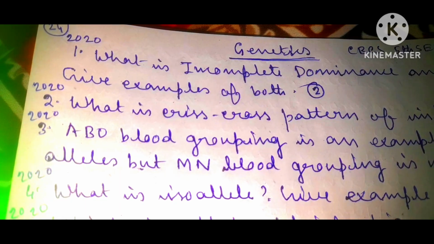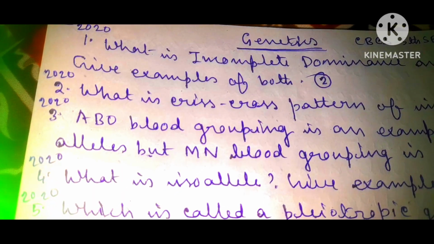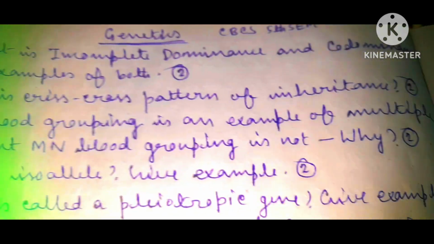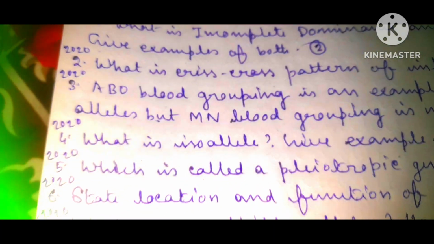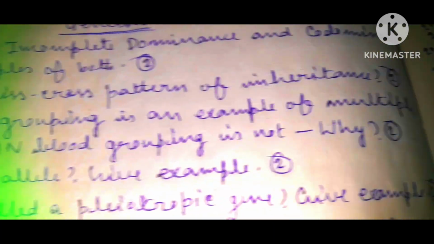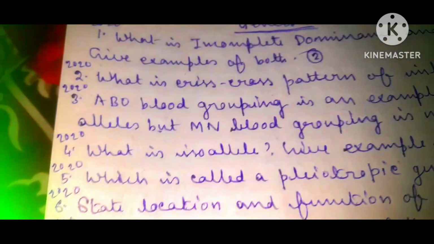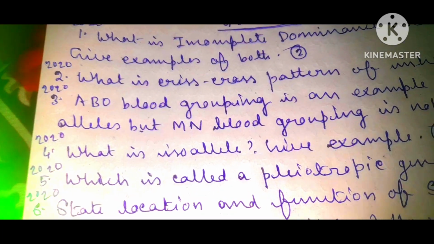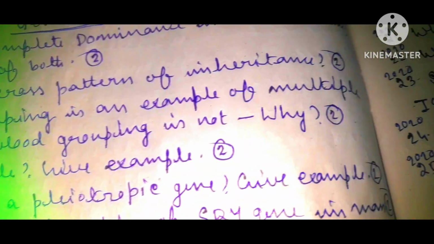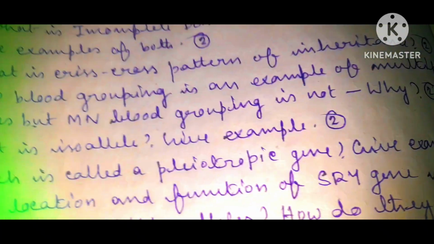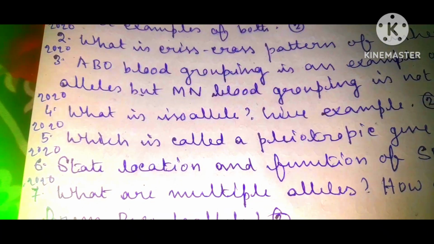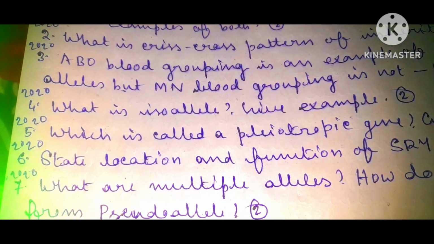Give example of both, carrying 2 marks. What is crisscross pattern of inheritance, carrying 2 marks? ABO blood grouping is an example of multiple alleles but MN blood grouping is not. Why? Carrying 2 marks. What is isoallele? Give example, carrying 2 marks.